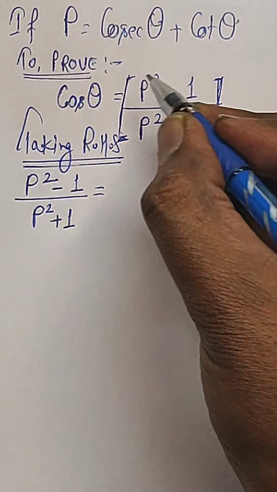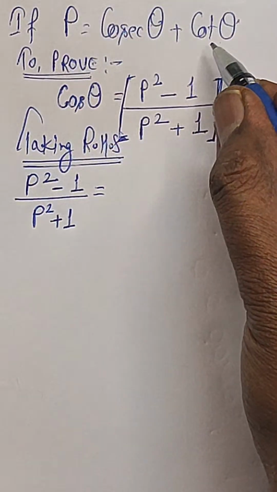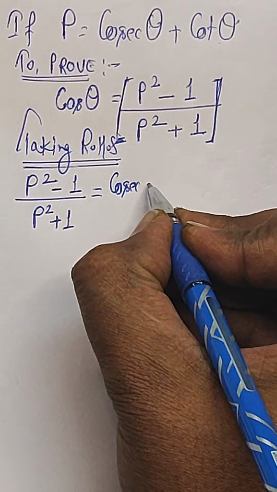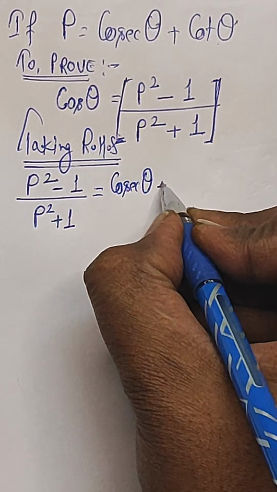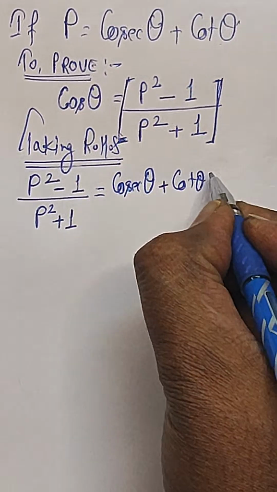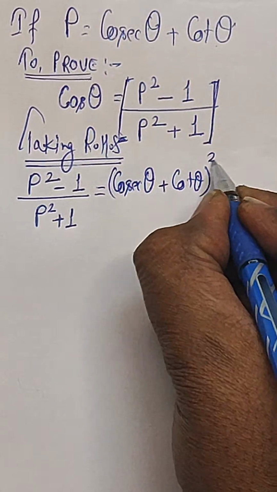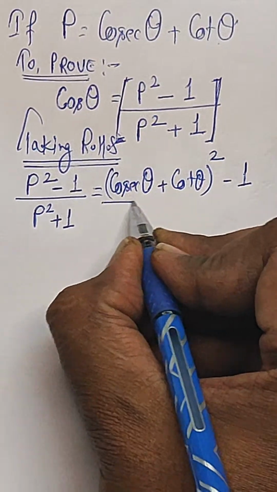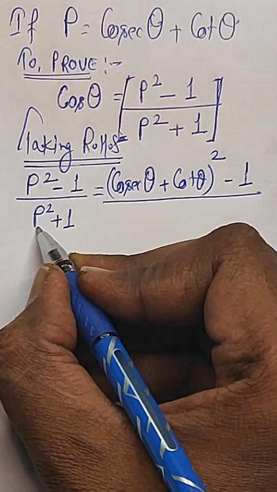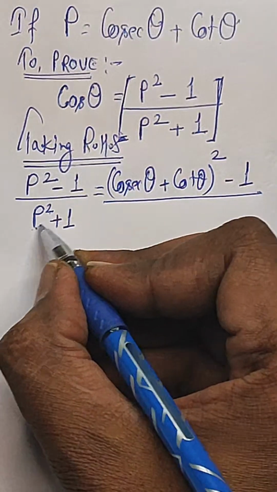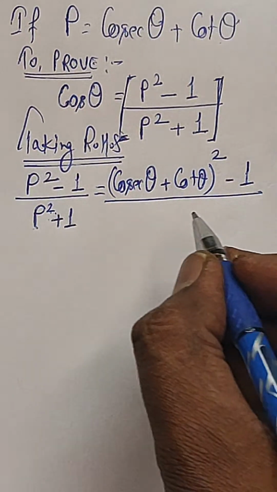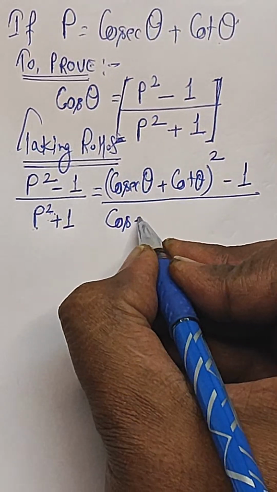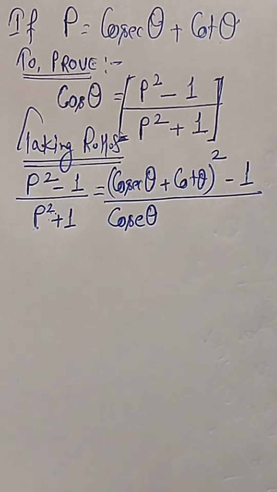Now when you substitute the value of p equal to cosec theta plus cot theta over here, it will become cosec theta plus cot theta whole square minus 1 in the numerator, divided by, here also you can see p square. I'm explaining each and every step, my dear friend, because two of you posted into the chat that you are not able to understand.